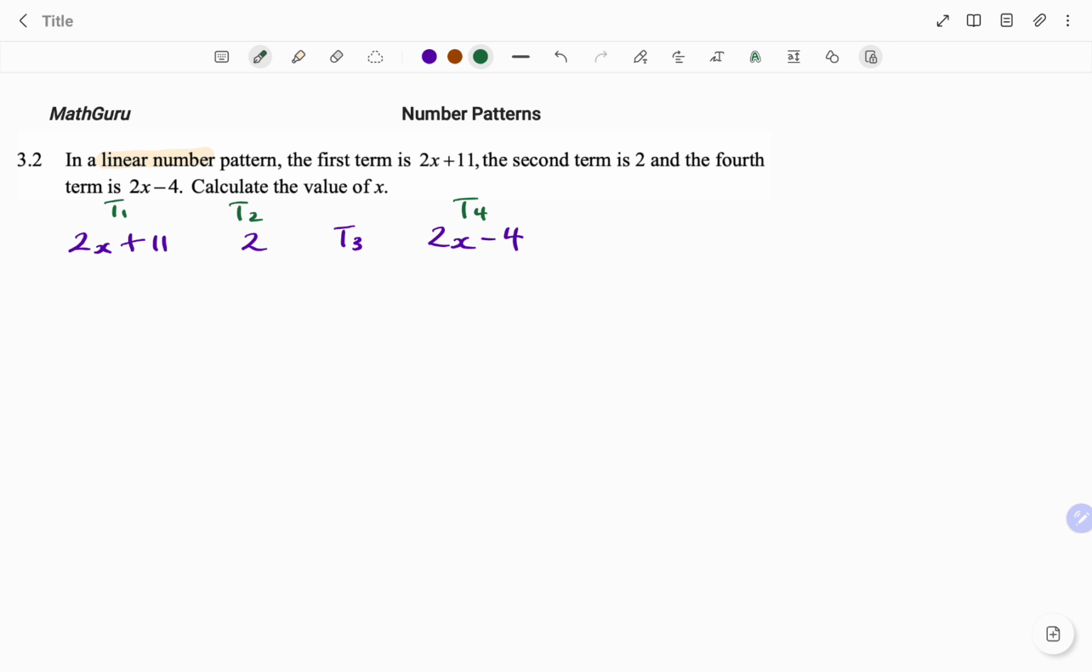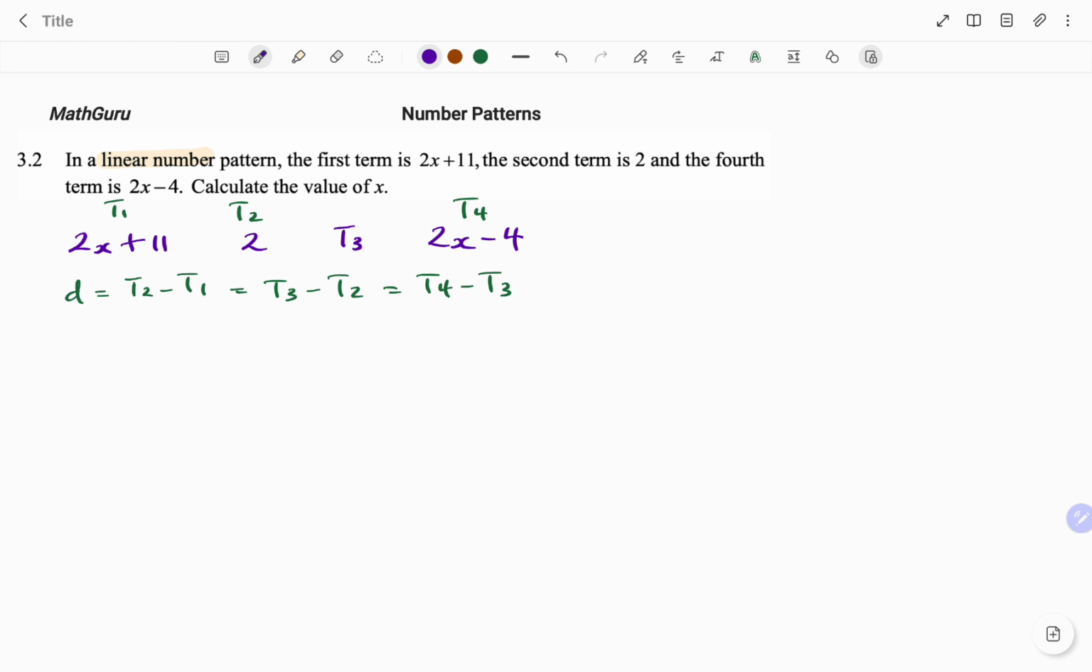In order to calculate the value of x, because we've been told it's a linear number pattern, the common difference is unique to each number pattern. And what I mean by the common difference is my d is equal to the term in front minus the term behind. That's also equal to t3 minus t2, and that's also equal to t4 minus t3. Because I have the value of t2 and t1, I'm going to use that to get my d.